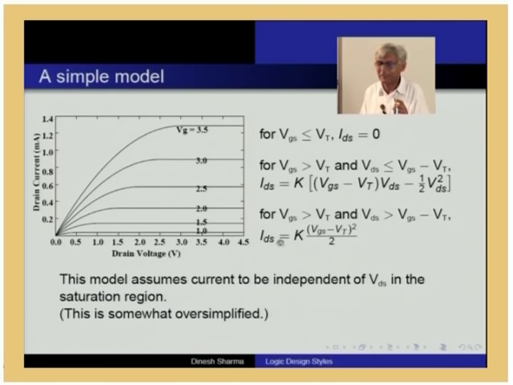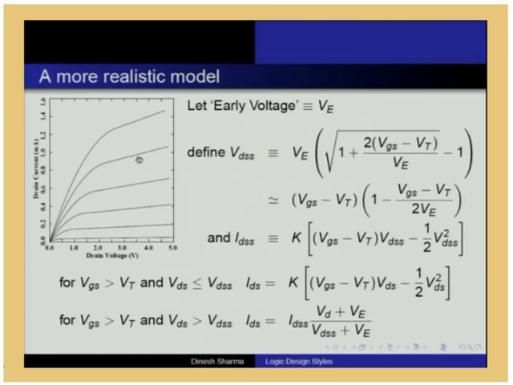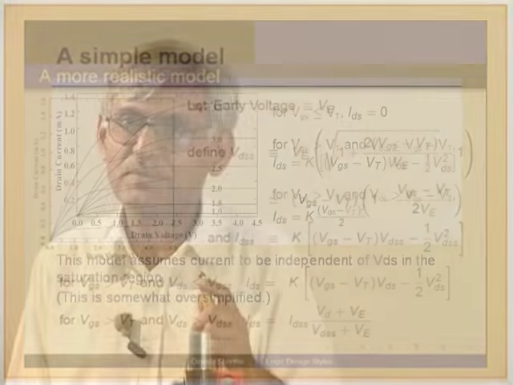This is the equation that is a bit unsatisfactory. It says that the current is totally independent of the drain voltage in this regime. According to this equation, the current will become totally flat at that particular point. A realistic model actually uses slightly more complicated equations, and the reason for that is the following. Let's look at those two simple equations.